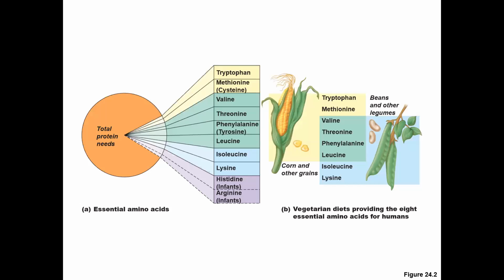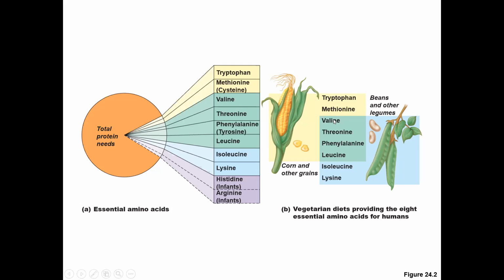Now this is the example I was talking about, how you mix and match food sources. Probably should have had this slide up one earlier. Here we're looking at corn. Look at our total protein needs, what does corn provide? Corn provides tryptophan, methionine, valine, threonine, phenylalanine, and leucine.